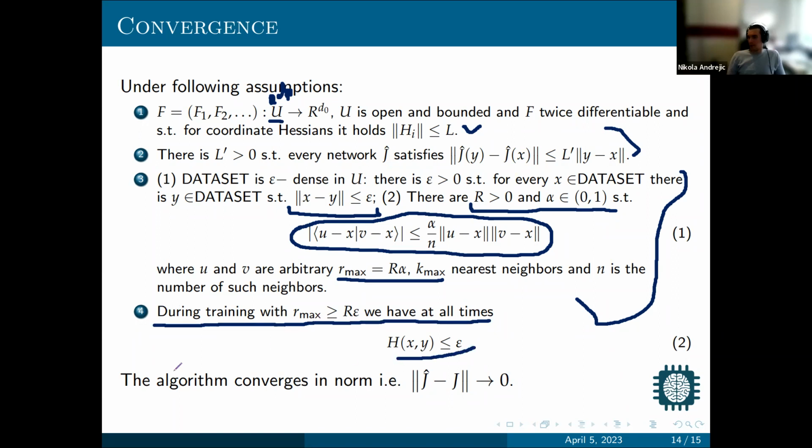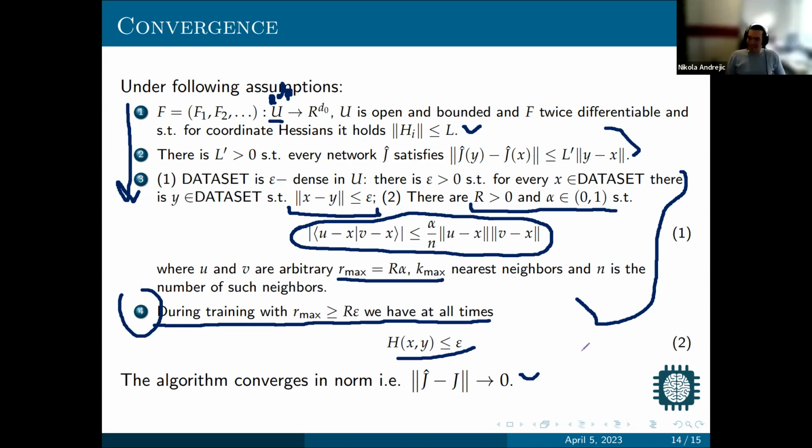It basically says that this assumption basically says that the loss must not blow up during training. So if it doesn't blow up, the conclusion is if 1, 2, 3 are satisfied and the loss doesn't blow up, then it converges in the norm.